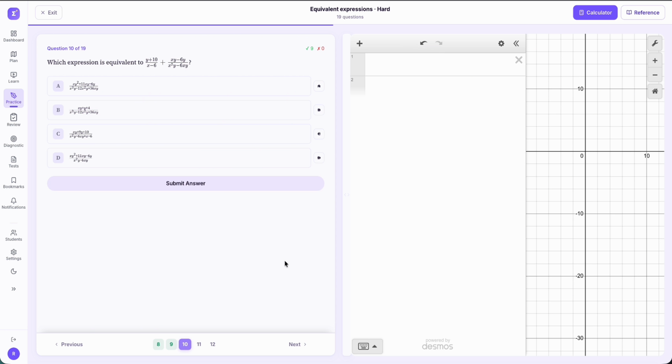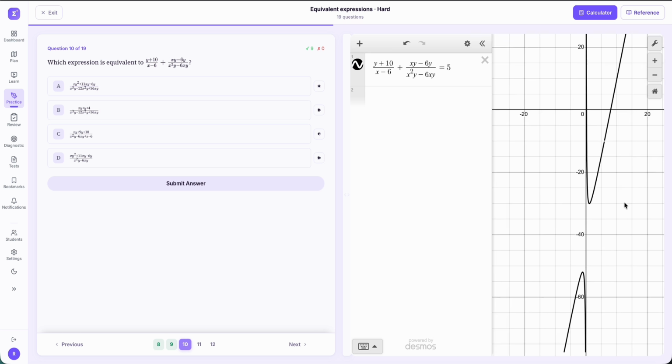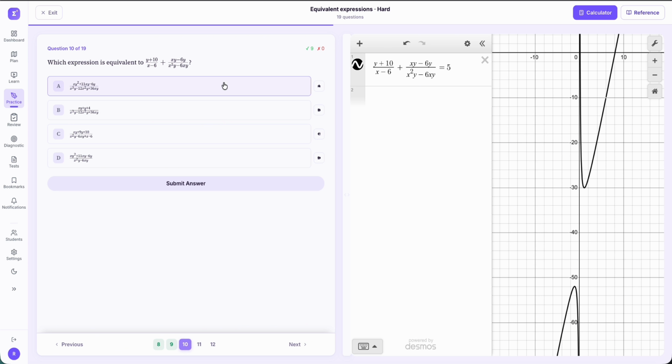All right, next one. Which expression is equivalent to all of this? Oh, wow. So this looks not fun, right? If you had to do this with algebra, this would be kind of annoying. But luckily, you don't have to do it with algebra if you know how to do it with Desmos. You see, if I type this in, nothing happens, and we got to understand why. Well, when you mix x and y like this, you need it to be an equation. So it needs to equal something. So just make it equal to 5, and here's my graph now.